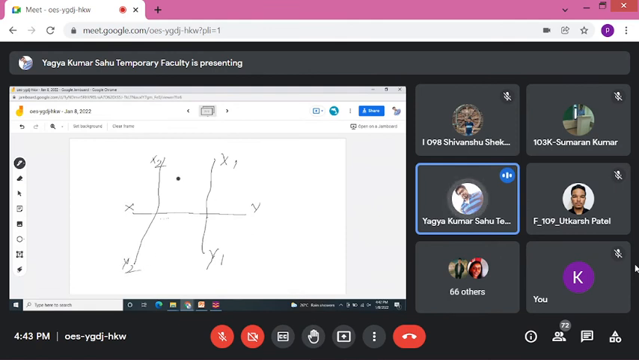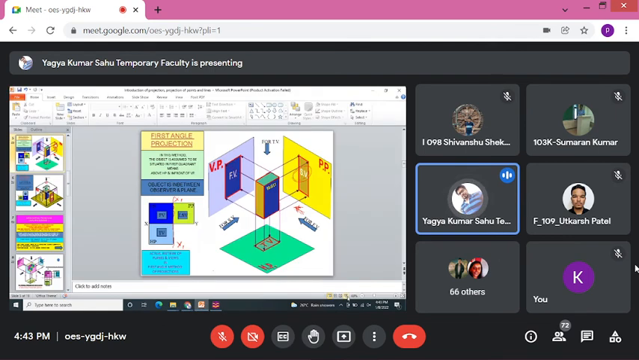So here you will get the front view of any object. Here you will get the top view in case of first angle. These all things we are making for first angle projection. Here you will get the left hand side view, and here you will get the right hand side view, on the left hand side of the front view. Now see why we will get the right hand side view on the left hand side of the front view.